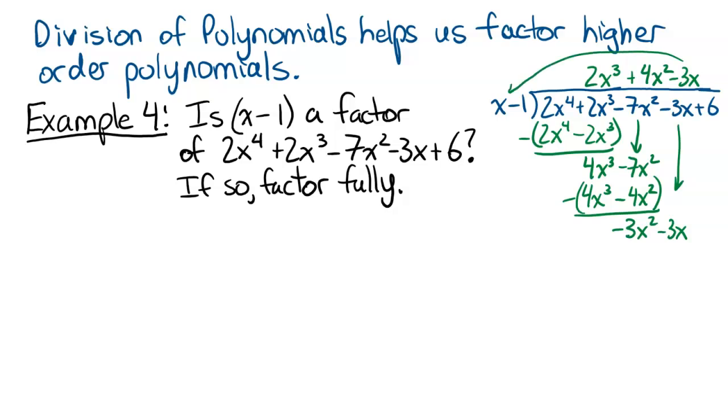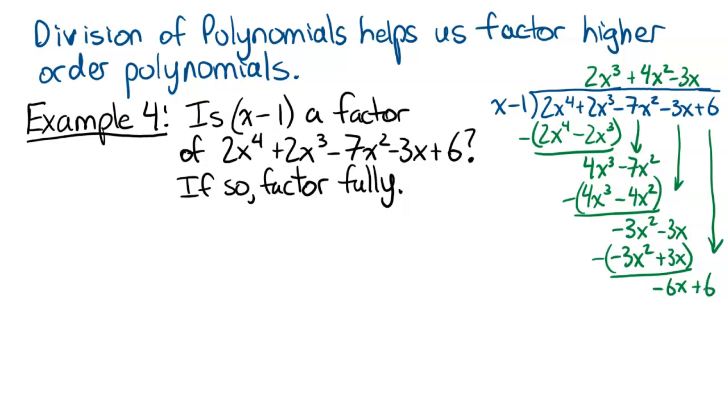Bring down the negative 3x, and now we multiply negative 3x times the x minus 1. That gives us negative 3x squared plus 3x. Careful with your signs. Make sure you don't mix those up because it only works out if you do them correctly. Here we go again, we subtract them and we get negative 6x, bring down the positive 6.